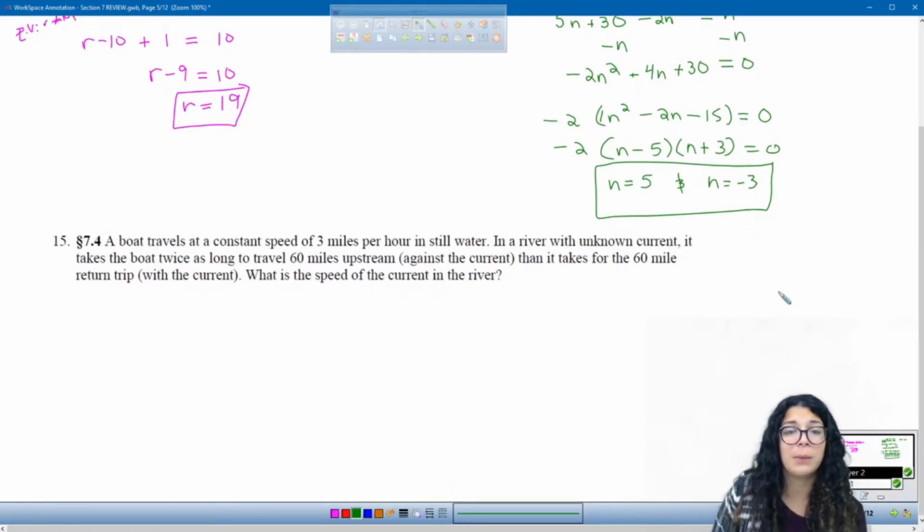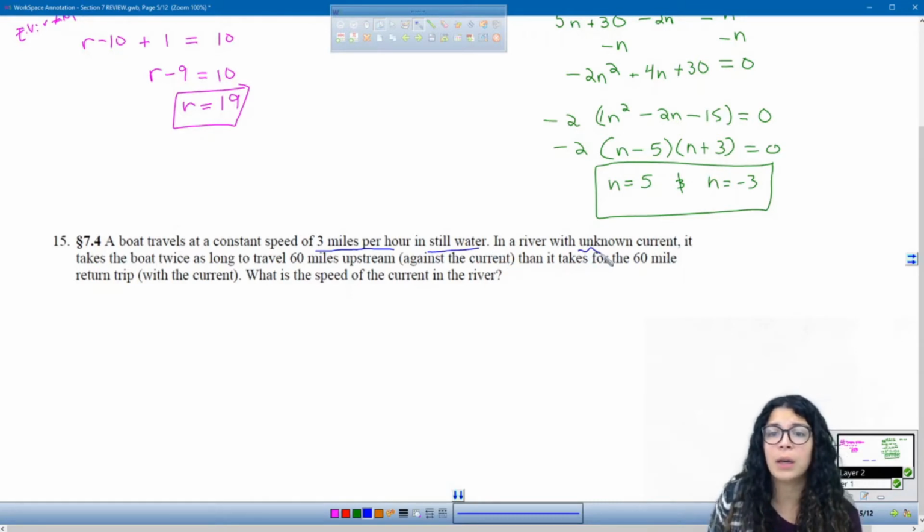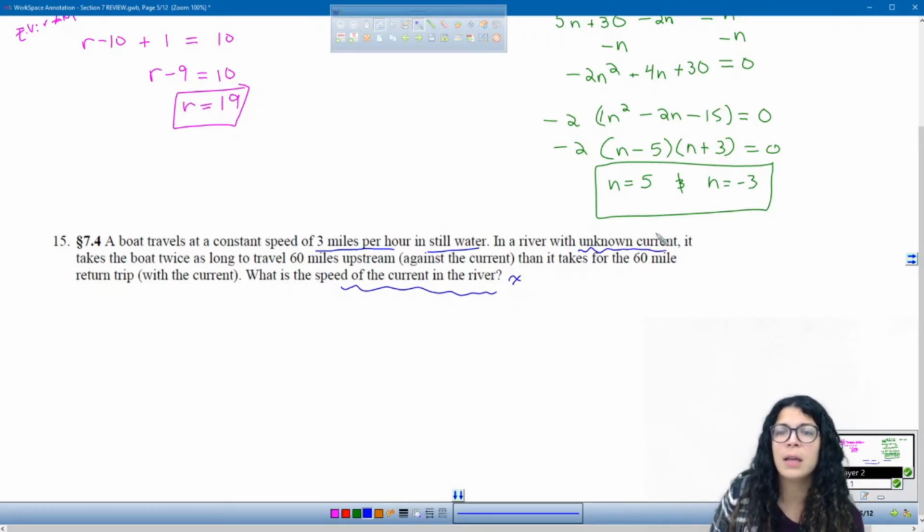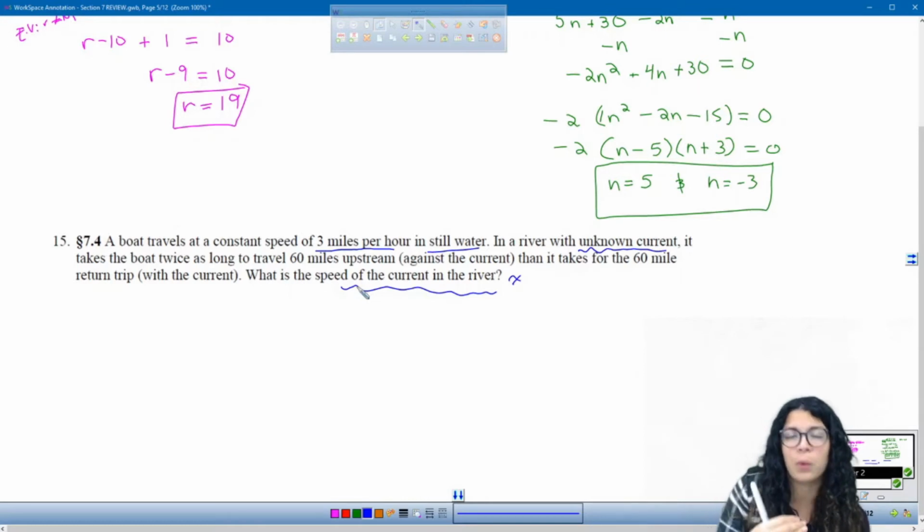So on number 15, we have a boat travels at a constant rate of 3 miles per hour, and that's in still water. In a river with an unknown current, so the current speed is what I'm going to try to solve for. Let's call that x. It will take the boat twice as long to travel 60 miles upstream as it takes to travel 60 miles on the return trip. So of course, if you go 60 miles there to come back, on the return trip is also going to be 60 miles.